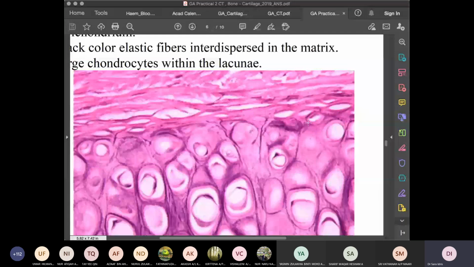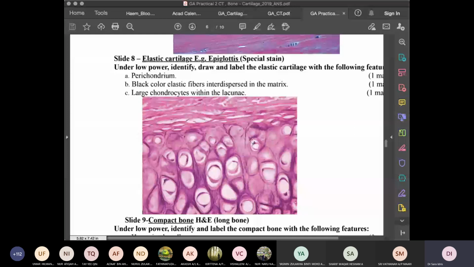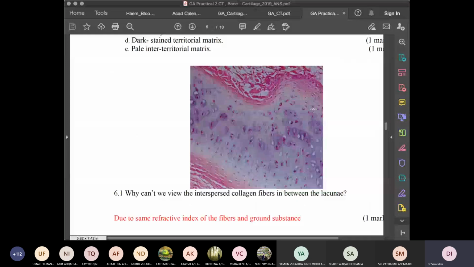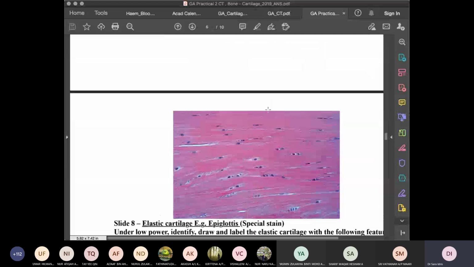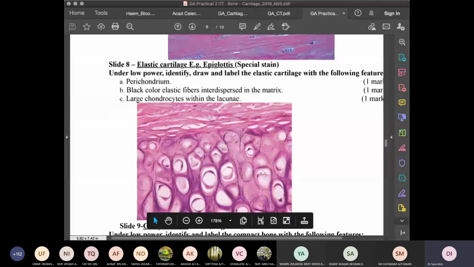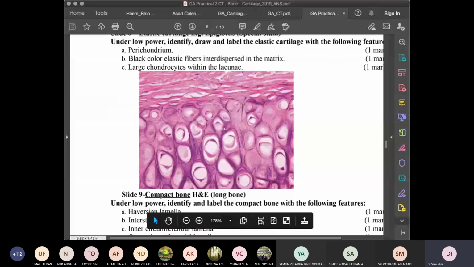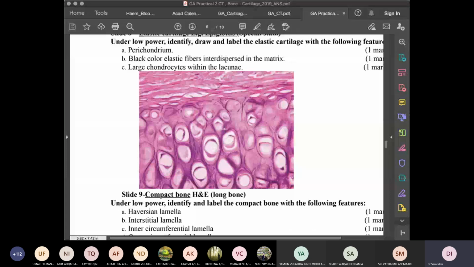Okay, so with cartilages, you only have 3 types, and all of them look very, very different from each other: hyaline cartilage, fibrocartilage, and elastic cartilage. So if I give you a slide and say this is a cartilage, identify it, it's quite easy because the 3 cartilages that you know are very different from each other.